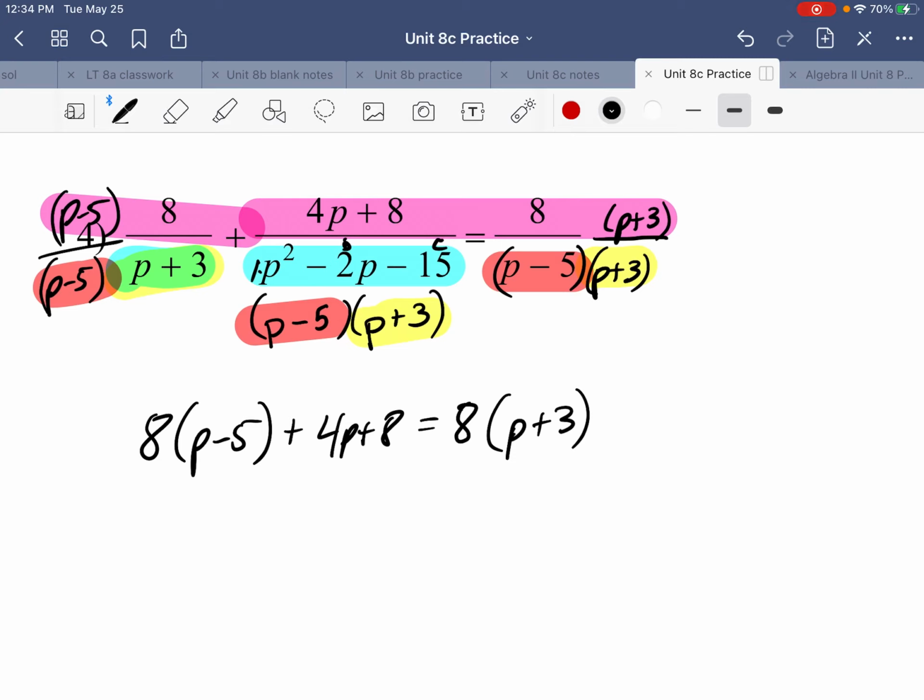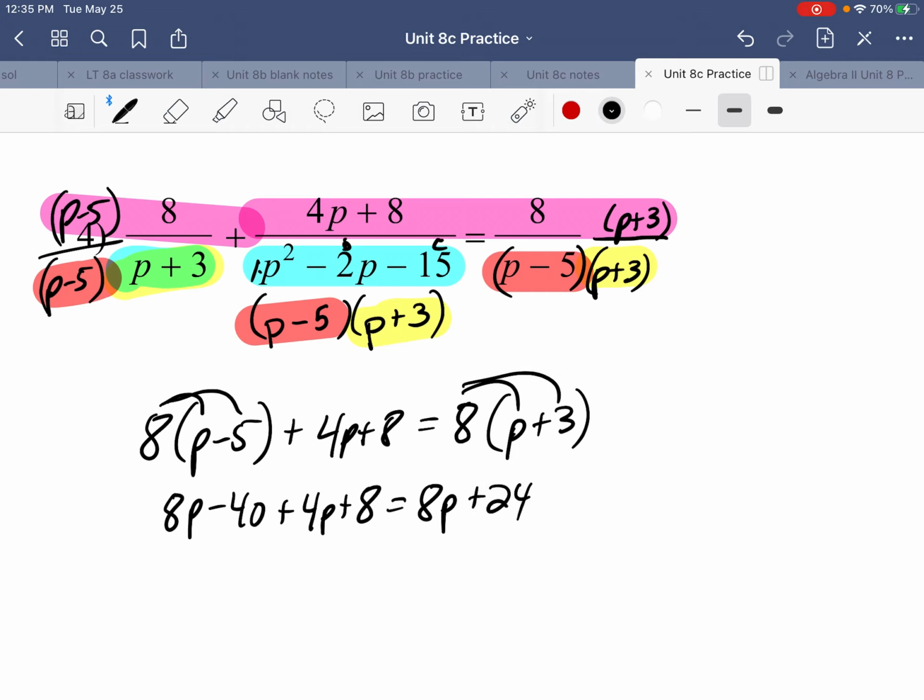All right, to solve this equation, we need to distribute to get rid of the parentheses. Distribute. We get like terms. I try to get like terms together on the same side.